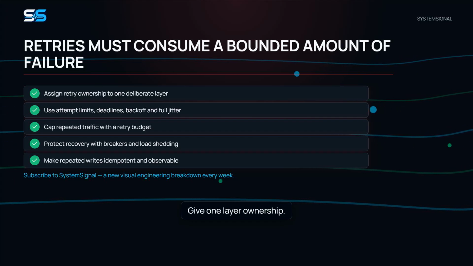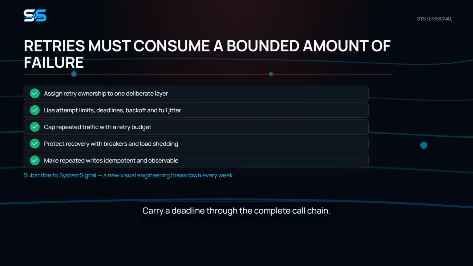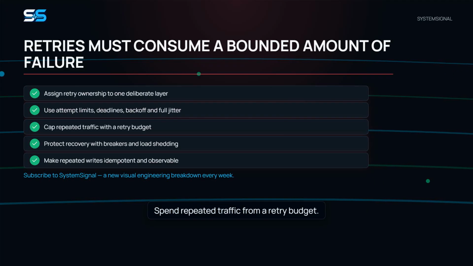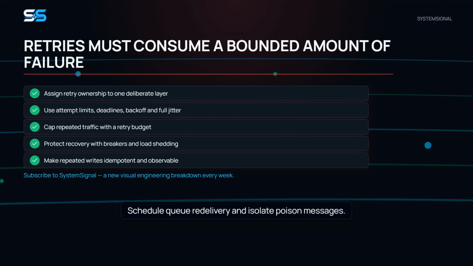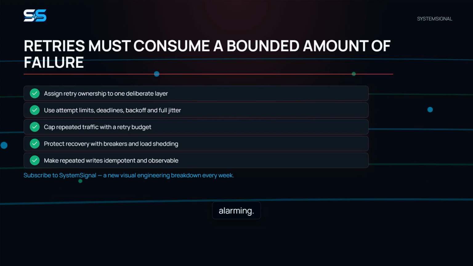Give one layer ownership. Bound the total attempts. Carry a deadline through the complete call chain. Combine exponential backoff with full jitter. Spend repeated traffic from a retry budget. Use circuit breakers and load shedding to create room for recovery. Schedule queue redelivery and isolate poison messages. Protect every write with an idempotency contract. Measure original operations separately from attempts and watch amplification before ordinary request metrics become alarming.